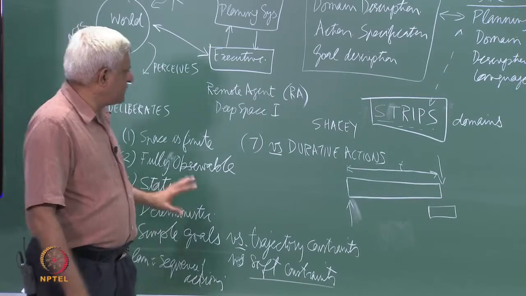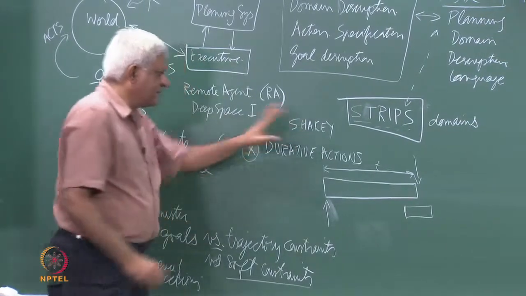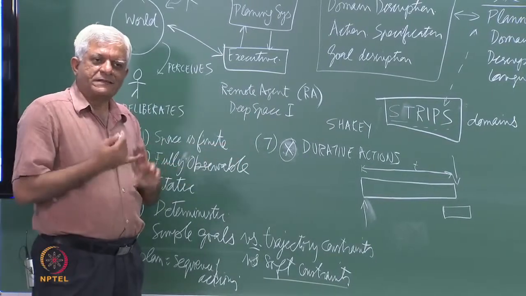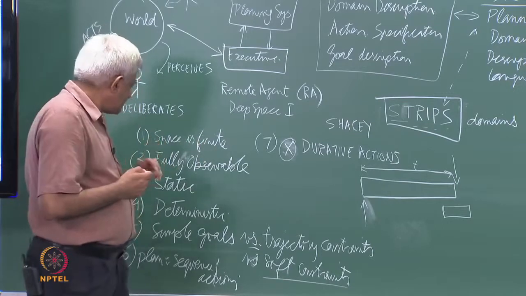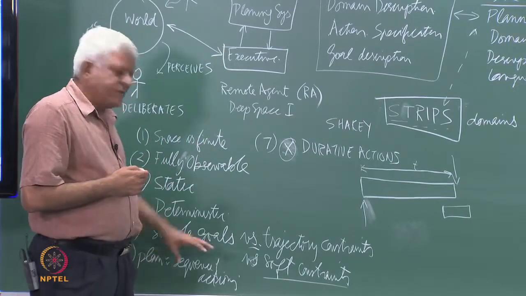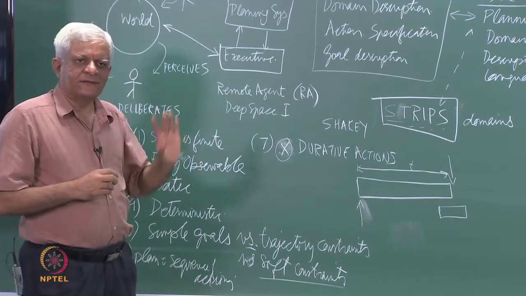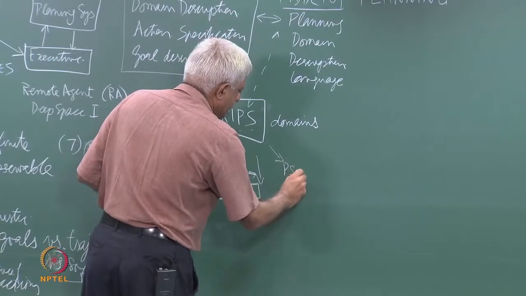So, the STRIPS domain. I should say here, in some sense, we are not using durative actions in the STRIPS domain. These are the simplifying assumptions we make in the STRIPS domain. Actions are instantaneous, the world is fully observable, actions are deterministic, the world is static, and we have simple goals. Even in this simple domain, it was shown to be PSPACE complete.